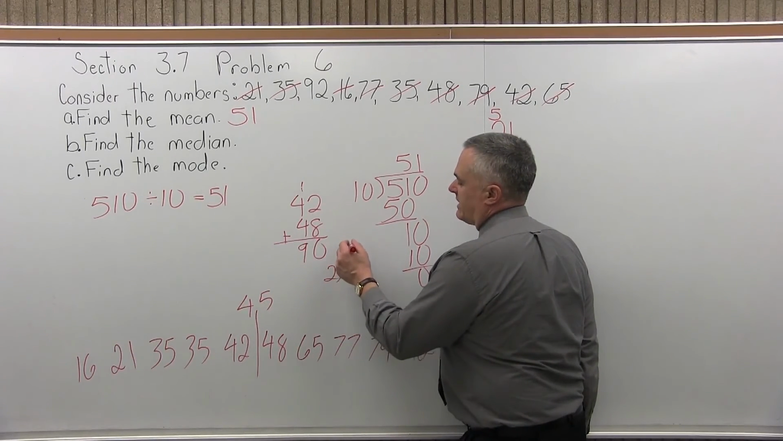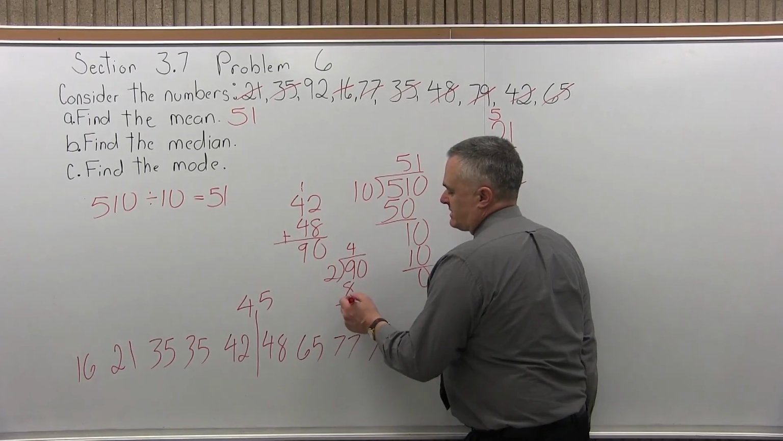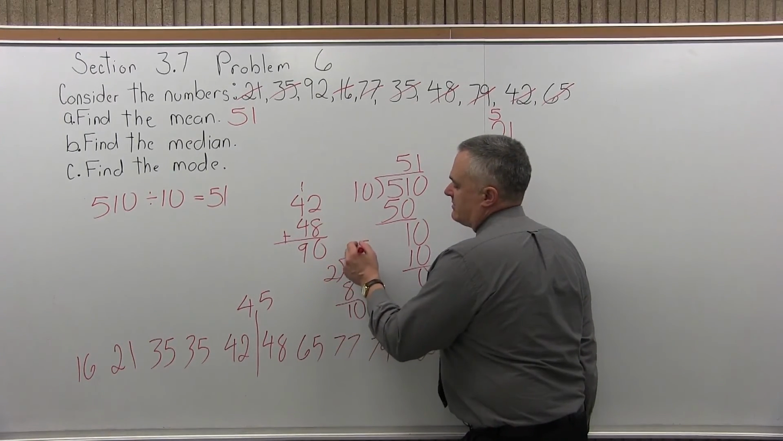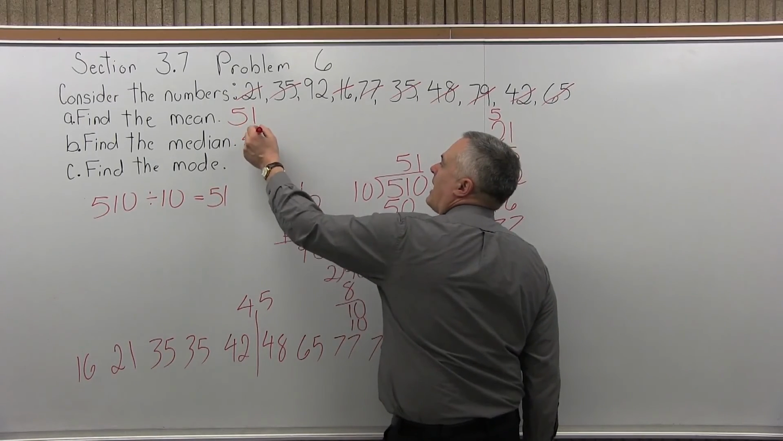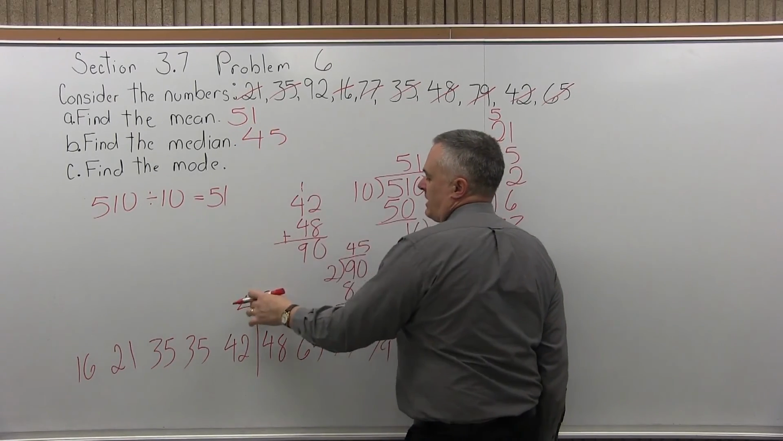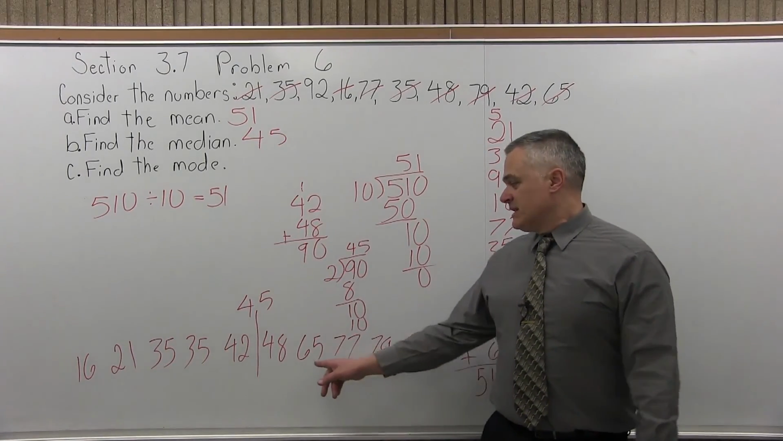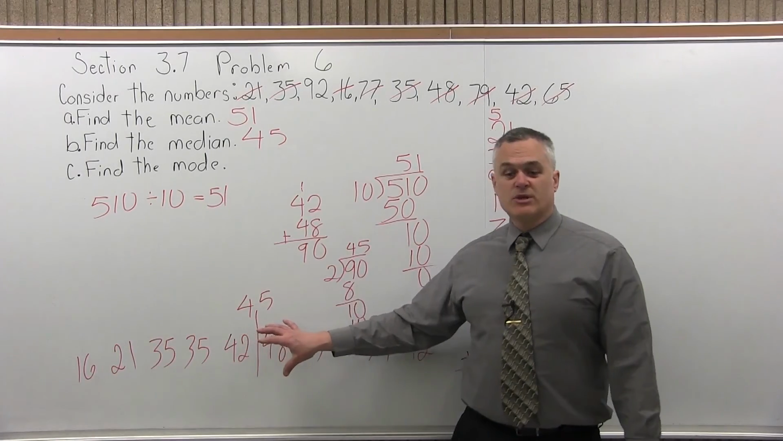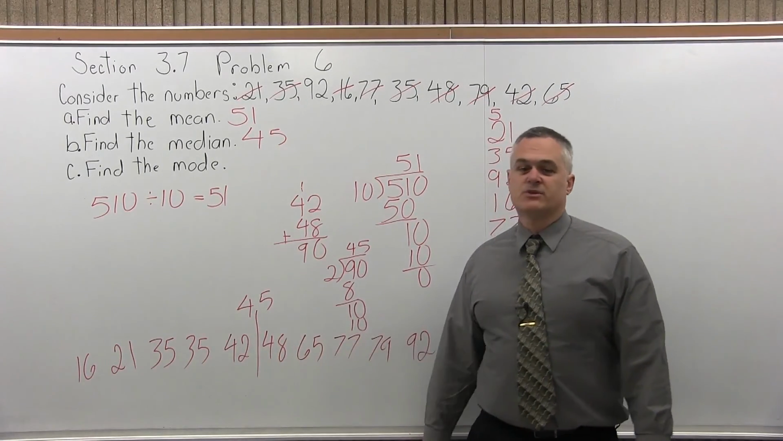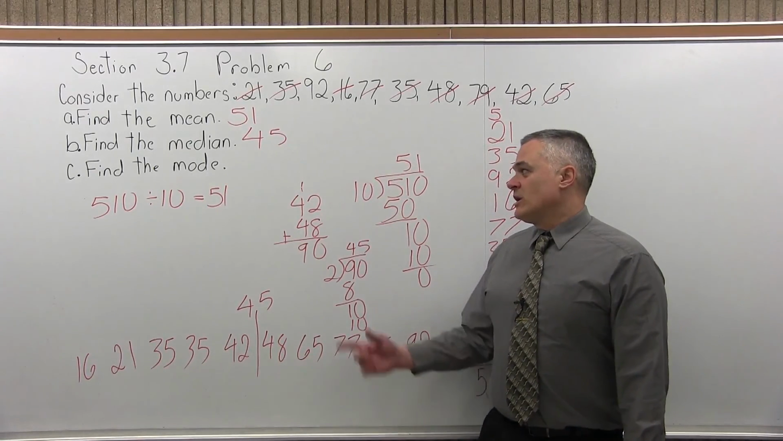So 2 goes into 9 4 times. 4 times 2 is 8. 9 minus 8 is 1. Bring down the next digit, which is the 0. 2 goes into 10 exactly 5 times. So however you happen to see it, either if you can see it by looking at it or if you have to actually do the work out by hand, the middle of this list is 45. Even though 45 is not an actual number in the list, that's the midpoint of the list once it's put in order.